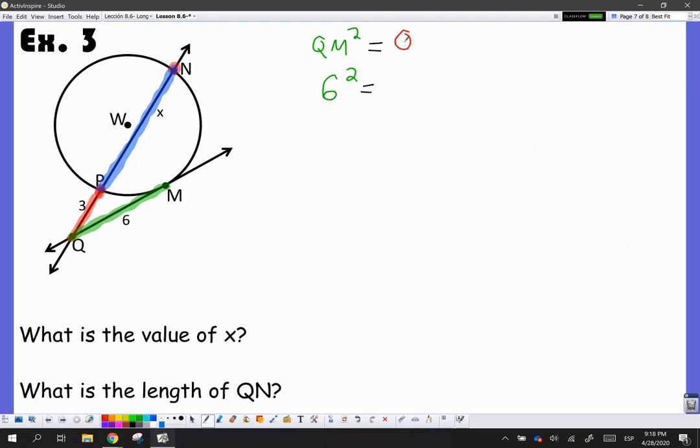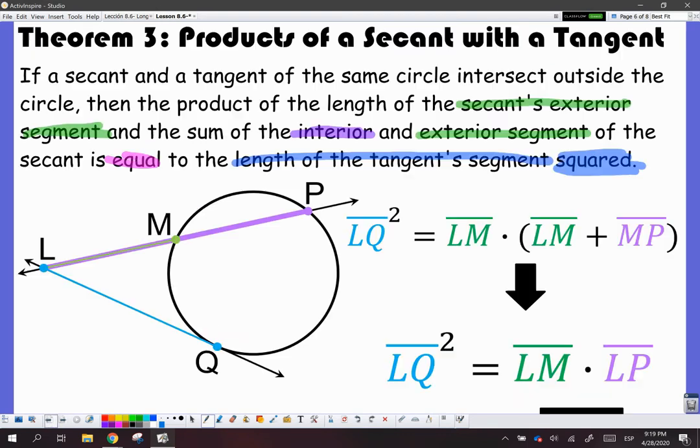So that's what's going to come next here. So QP, and we know that QP is 3. So I'm going to put 3 there. And then I know I'm going to have parentheses and then plus in here. Same thing here, but I'll wait on that part. Let's go back to our theorem, see what's next.